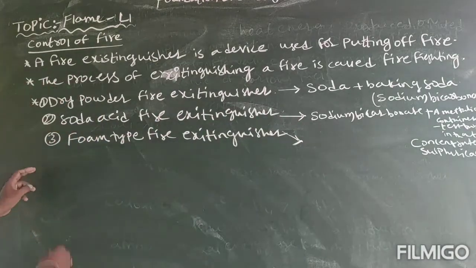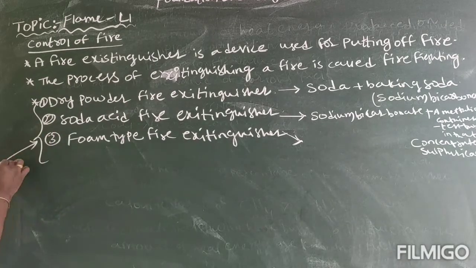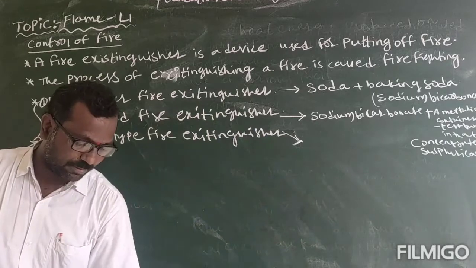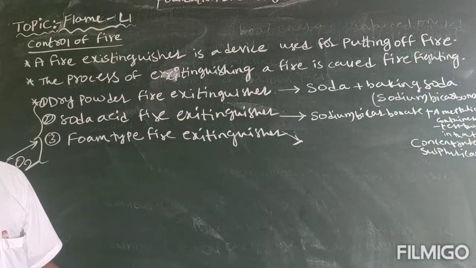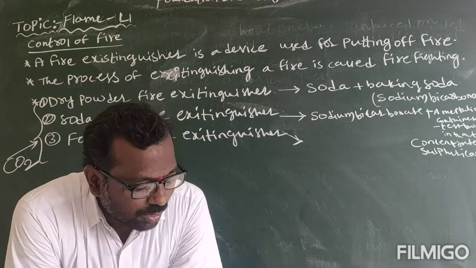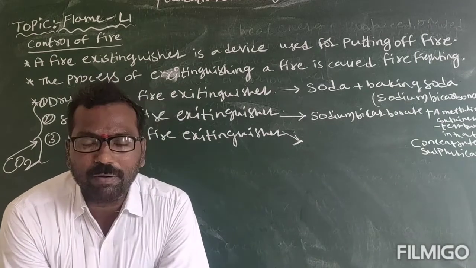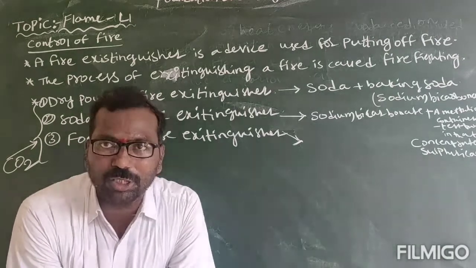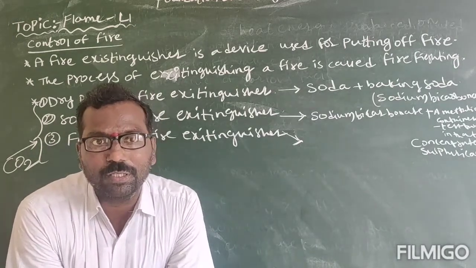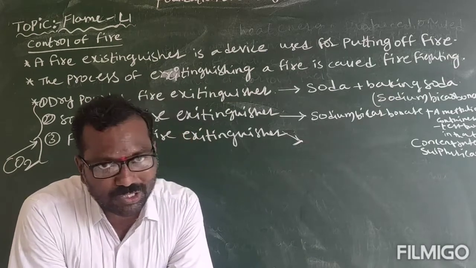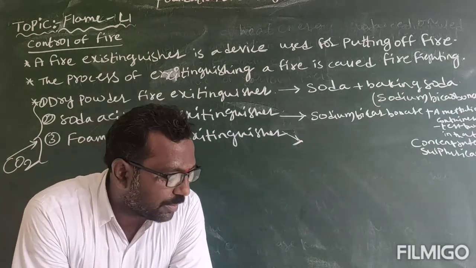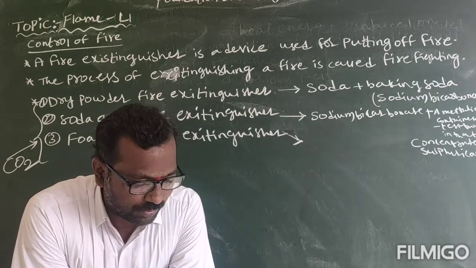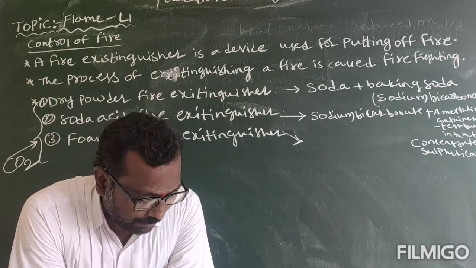So these are all what? Carbon dioxide only. In this, carbon dioxide will compulsorily be there. Carbon dioxide will put off the flames. Water can also be used, but where water cannot be used, there we will be using carbon dioxide fire extinguishers, and sand also can be used for putting off the fire. That is the major purpose.